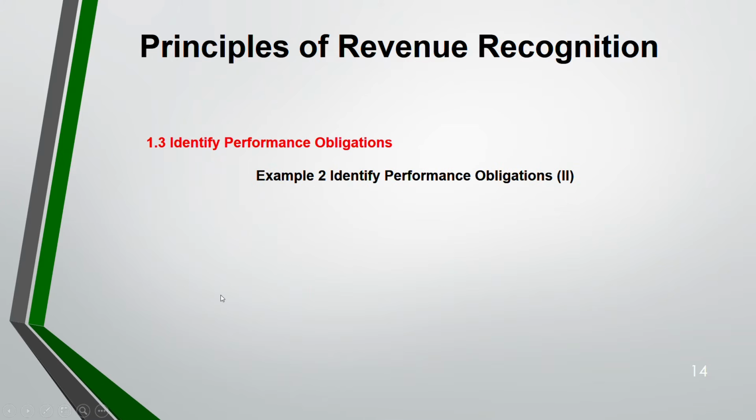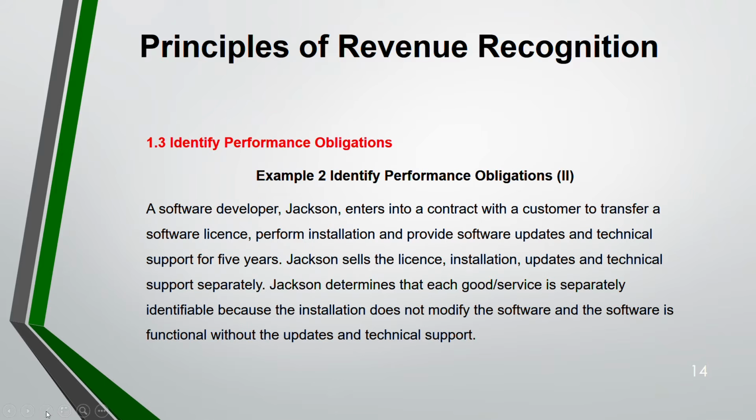Now, example 2. This is about a software developer. Software developer Jackson is entering into a contract with a customer to transfer a software license, perform an installation, and provide software updates and technical support for 5 years. How many things are there? License, installation, update, technical support. 4 things. So Jackson can sell the license, installation, update, technical support separately, isn't it? So in this case, Jackson can determine each good and service.